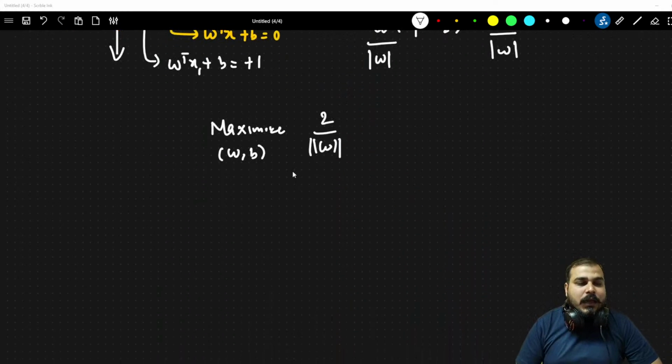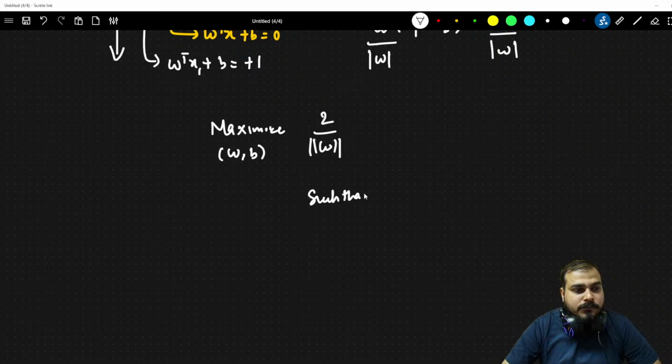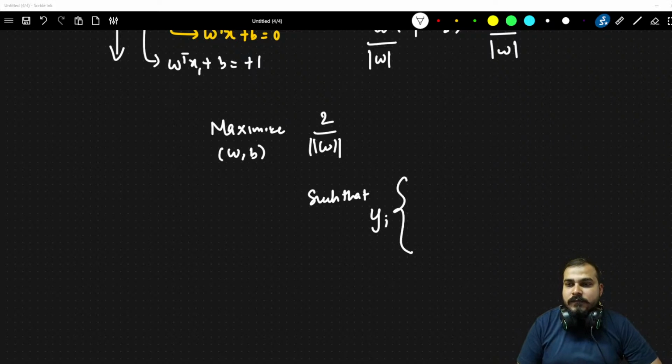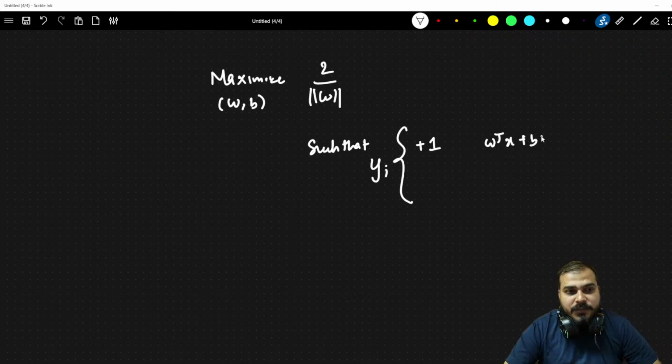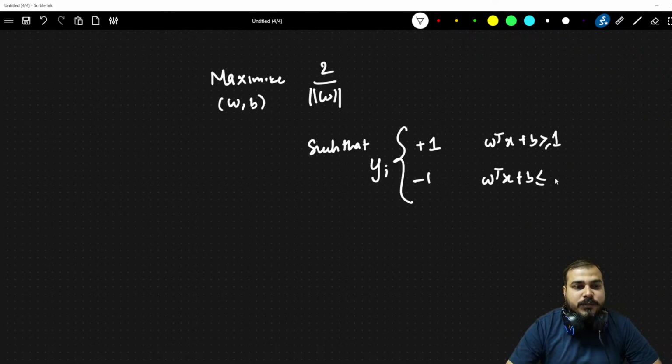Now, can I write along with this that y of i, my output, will be dependent on two different things. Everybody focus over here. One is that y of i is plus 1 when W transpose X plus B is greater than or equal to 1. Everybody see in this equation what I am trying to specify: y of i is plus 1 when W transpose X plus B is greater than 1, and when it is minus 1, that means W transpose X plus B is less than or equal to minus 1. Now, what does this mean?